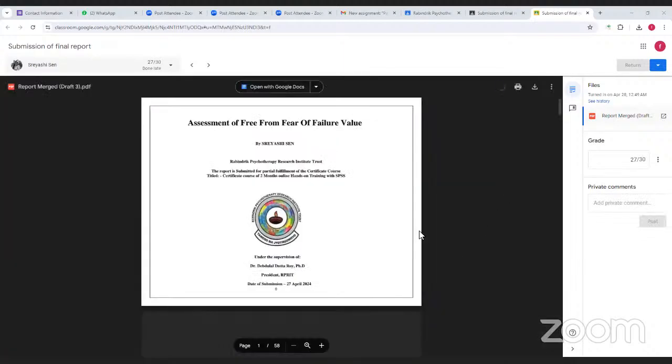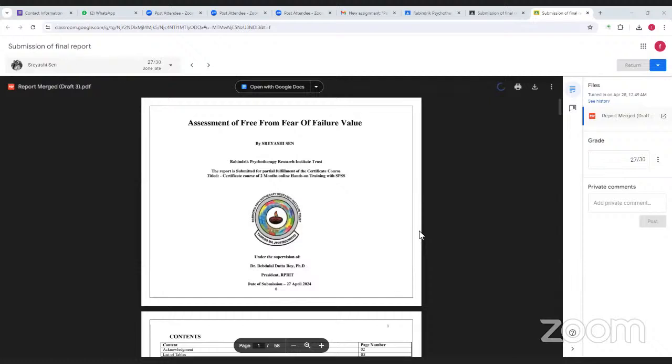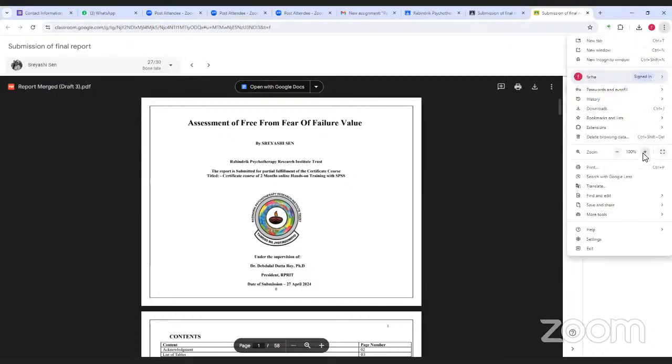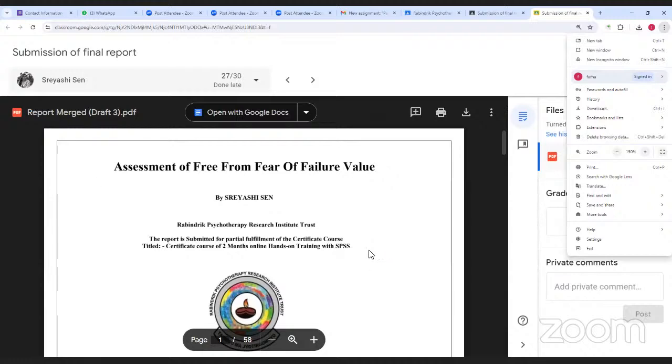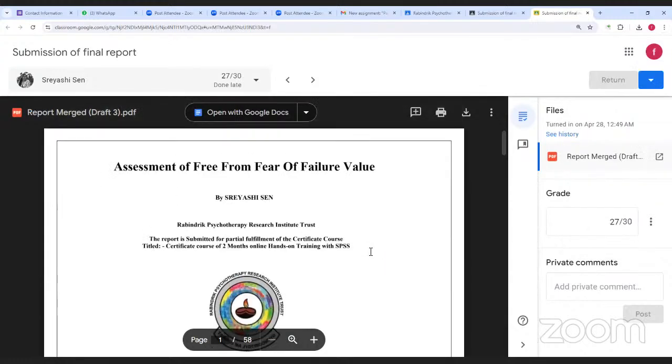Is it okay? If you have any question, you can ask me. Sir, if we may get any sample, something we can look up to. Yes, this is the sample report. By who? This is by our SPSS student, Preoshi. This is a very good title of the report. Okay, so this is the style that we are following.